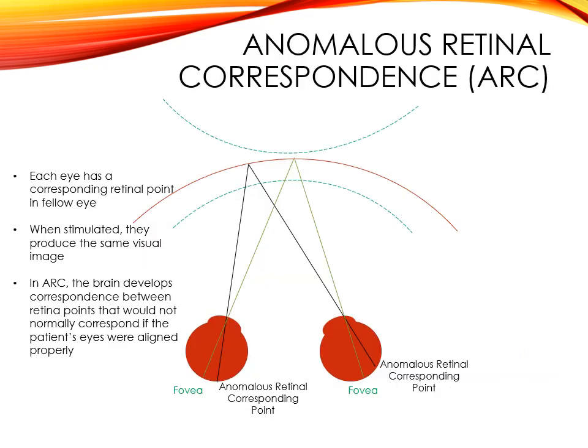When we look at an object of regard, each eye has a retinal point which corresponds to a retinal point in the fellow eye. When they're both stimulated, they produce the same visual image. In anomalous retinal correspondence, the brain develops correspondence between retinal points that would not normally correspond if the patient's eyes were properly aligned.